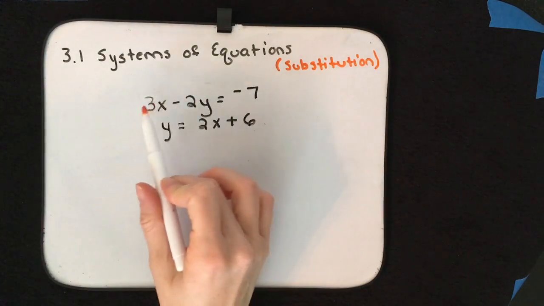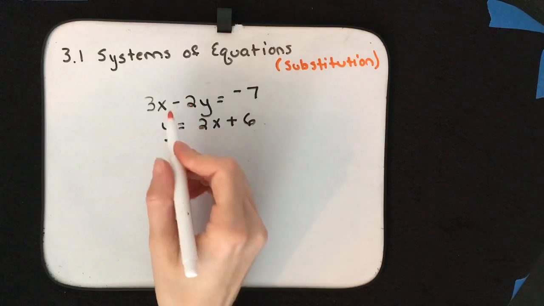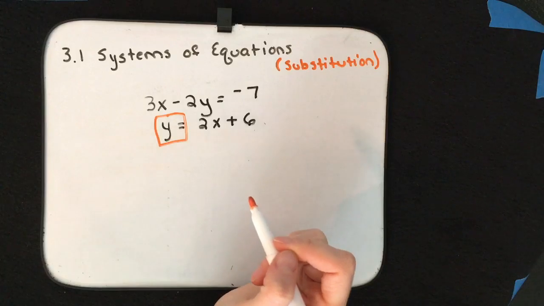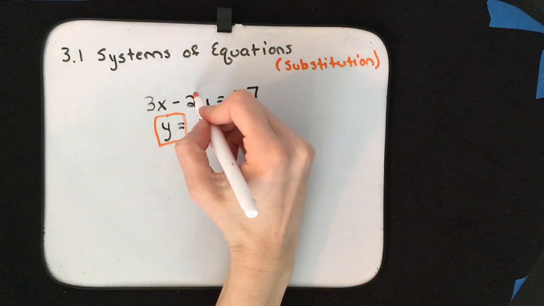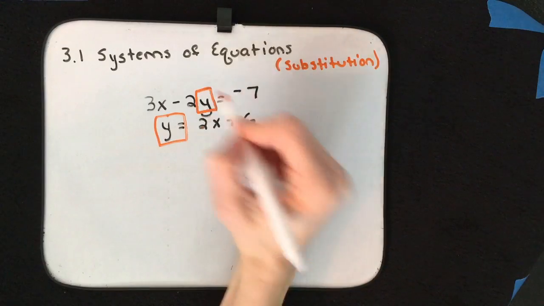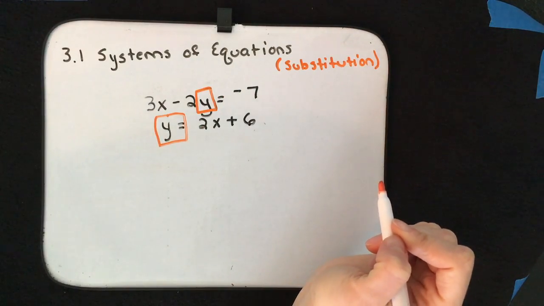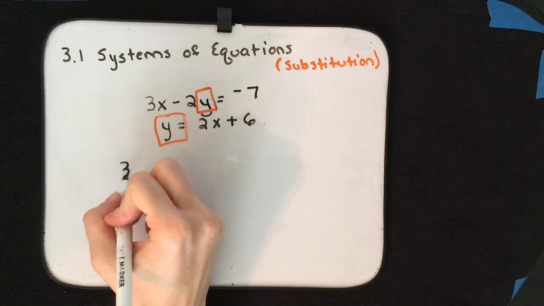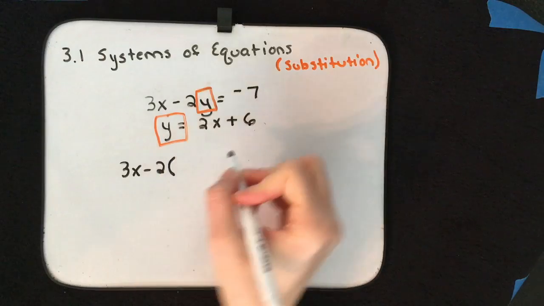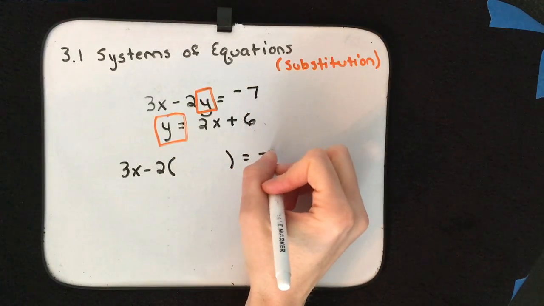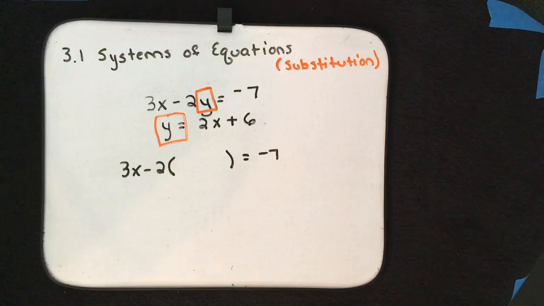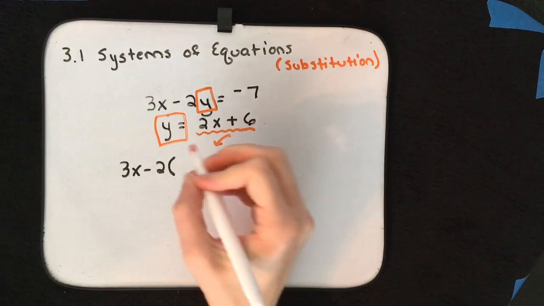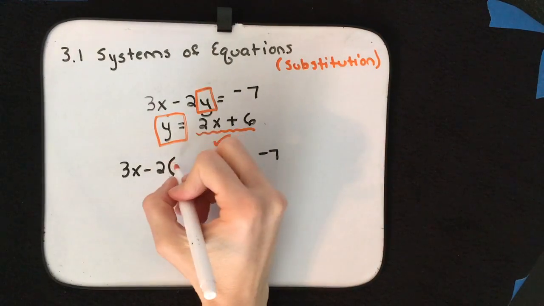3x minus 2y. There's a lot going on there with the x and the y. But look at this one. In our second equation, we're told y equals. Y is already solved and by itself. We can use that information and replace this y to solve the equations. So, if we rewrite our first equation, we have 3x minus 2. Instead of the y, let's put a parenthesis. In that parenthesis, we're going to put what we know y is equal to. In this case, we're told y equals 2x plus 6.